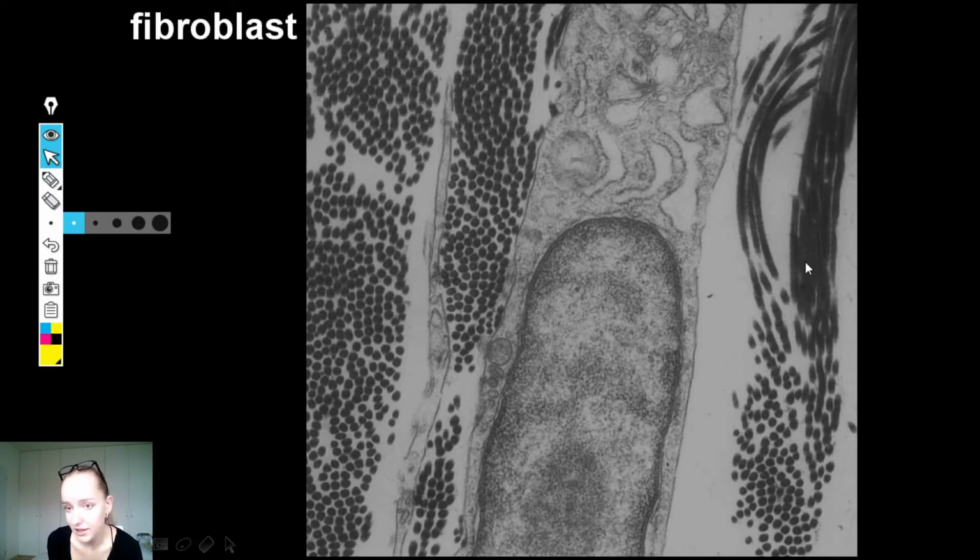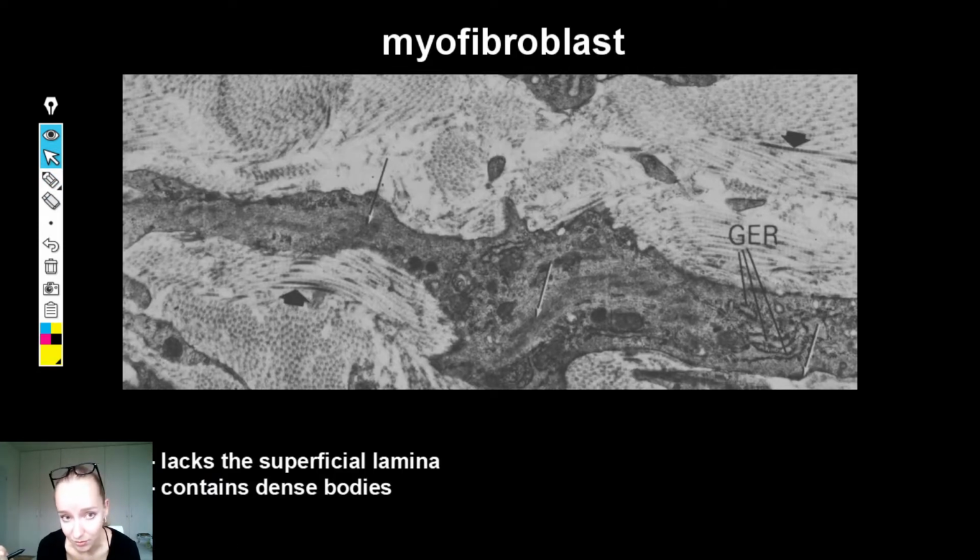So this is a picture of fibroblast. And here we have a myofibroblast in this picture. It's not so important to differentiate myofibroblast in electron microscopy or in light microscopy in general, but you should know that they exist and they lack the superficial lamina, and they contain structures that can be found also in muscle tissue. So here we have written the dense bodies. You're going to learn more about them during the lecture of muscle tissue, but you just need to know right now they're able to contract, because they contain structures that are in the muscle tissue. So these myofibroblasts also sometimes can be found in proper connective tissue.